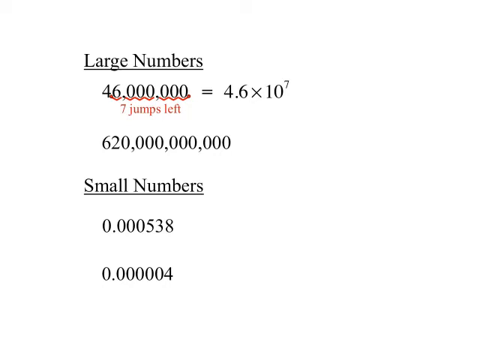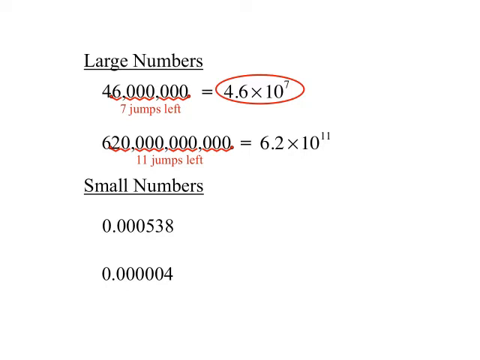Now check your work. Decimal's naturally to the right, so I'm going to move it 6, 9, 10, 11 times, so it's 6 2/10 times 10 to the 11th. Now we'll do one of the small numbers together.